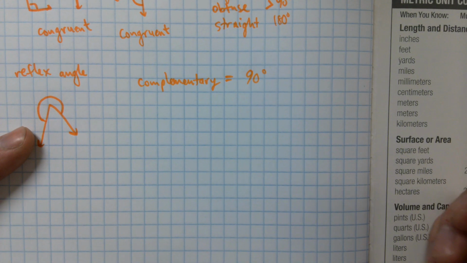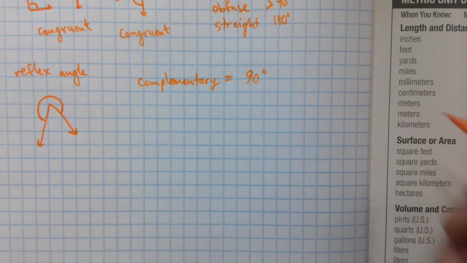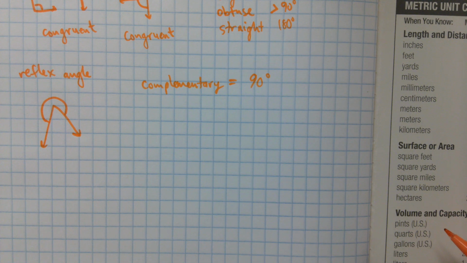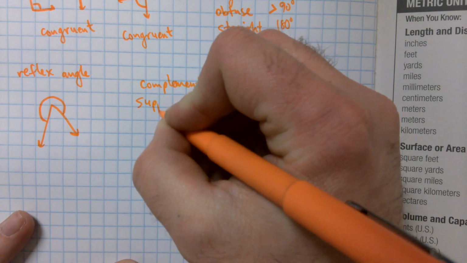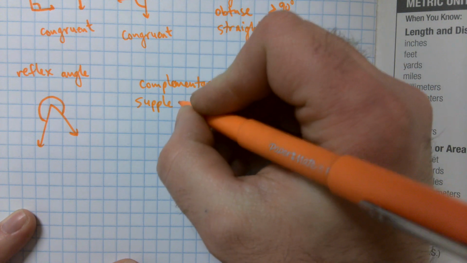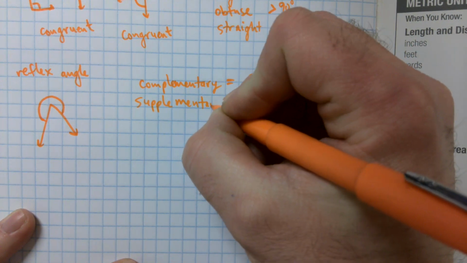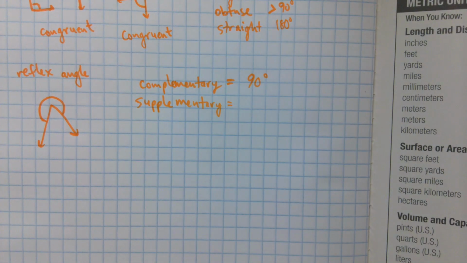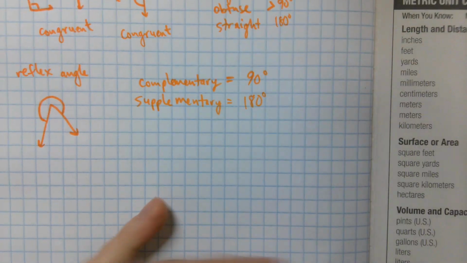What did you say, Ryan? Supplementary. There you go. You got it. You're on the right track. What do two supplementary angles add to? 180. All right.